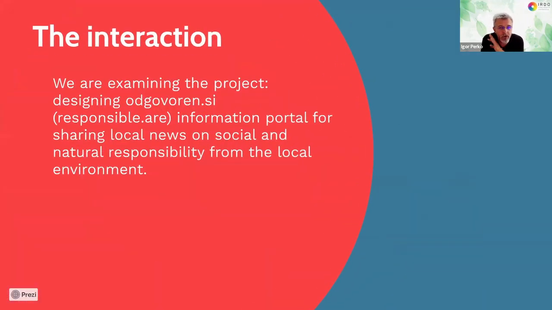We will examine the project of designing an information portal for sharing local news on social and natural responsibility from the local environment. This was actually the project we did this year with a group of students. The name of the information portal is odgovorenpika.si, which, if you translate that to English, is responsible.r, or responsible at UR. You don't have it yet. So this is the interaction we would like to observe, and we are only looking at the background, and we are specifying that.